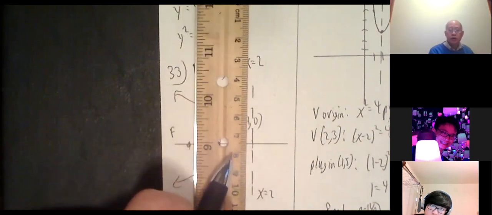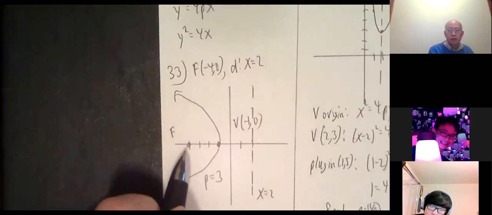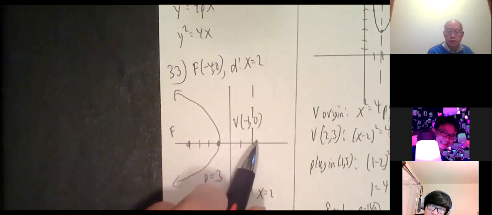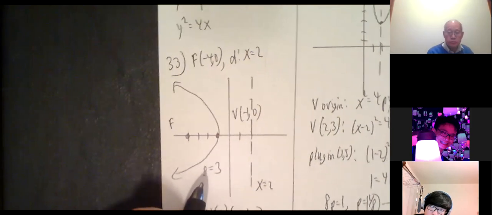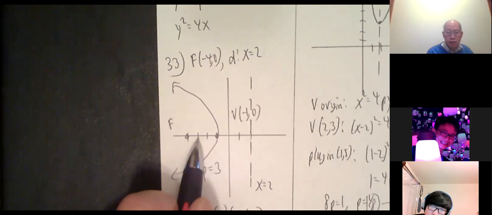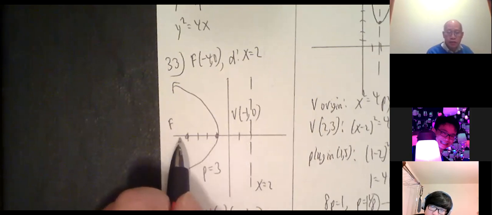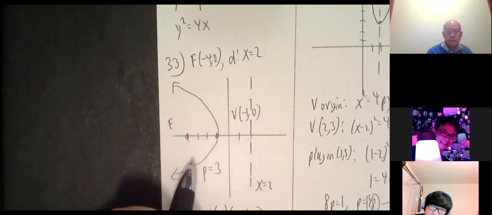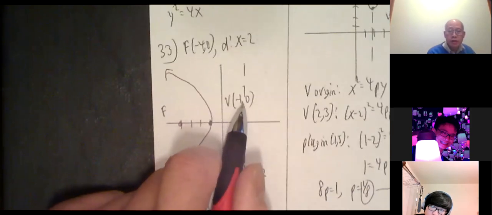Okay, so first, where's the vertex? The vertex is going to be halfway. All right, so from negative 4 to 2, 1, 2, 3, 4, 5, 6 units. So halfway is 1, 2, 3. That means my p is 3. Double check. 1, 2, 3, 1, 2, 3. So p is 3. If this is the focus, that means it has to open left. Okay, so the vertex is negative 1, 0.